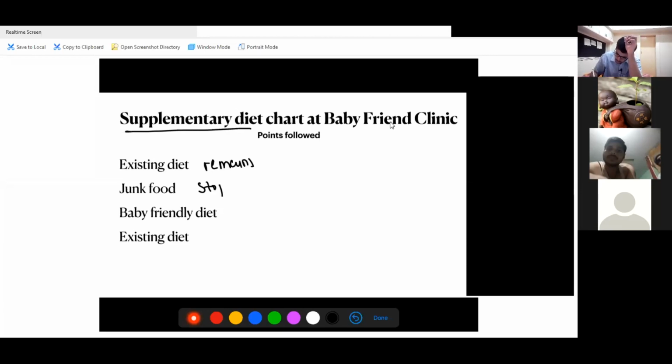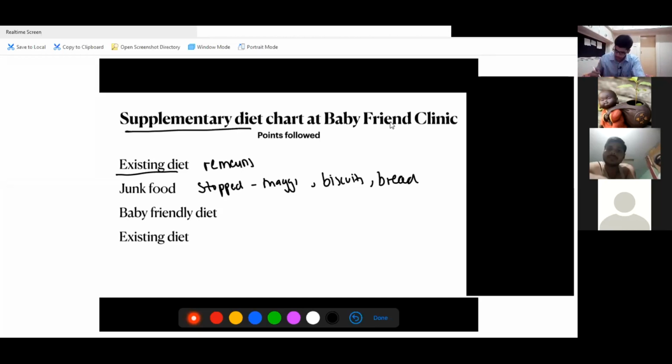Now, what is junk food in pediatric practice? Maggie, biscuits. Many parents give Parle G biscuits and very happily the child is eating biscuits, Maggie, bread, everything that you get at the supermarket store. All junk food should be stopped. But the existing diet, for example, if the child is eating rice, dal, vegetables, whatever the child is eating every day, that will remain. We won't revamp the whole diet.